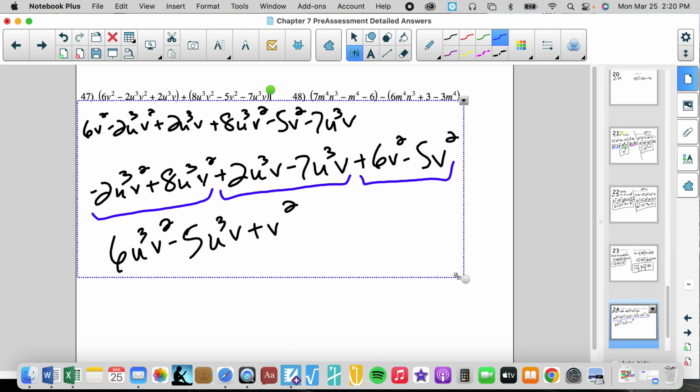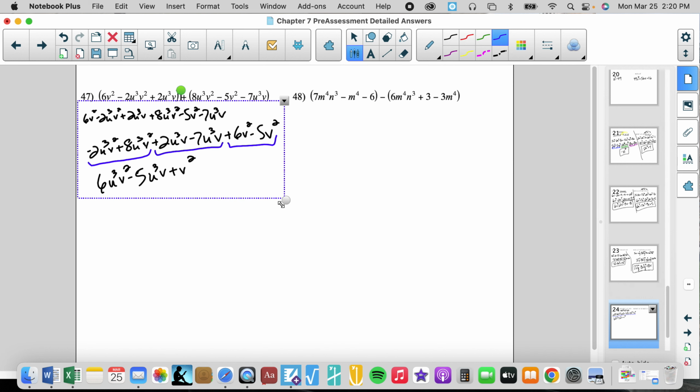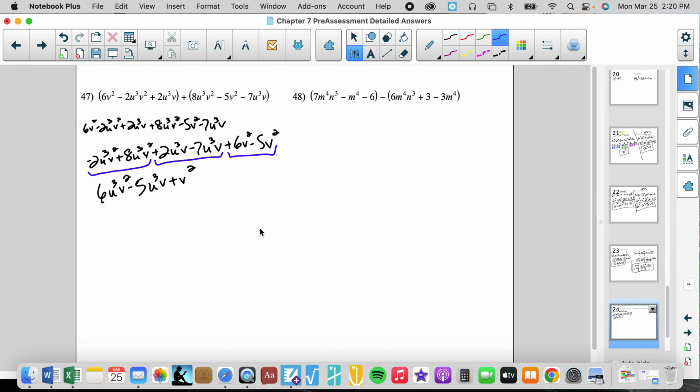Group. Got to make it even smaller. Yikes. Look how teeny that is. All right. It is what it is.